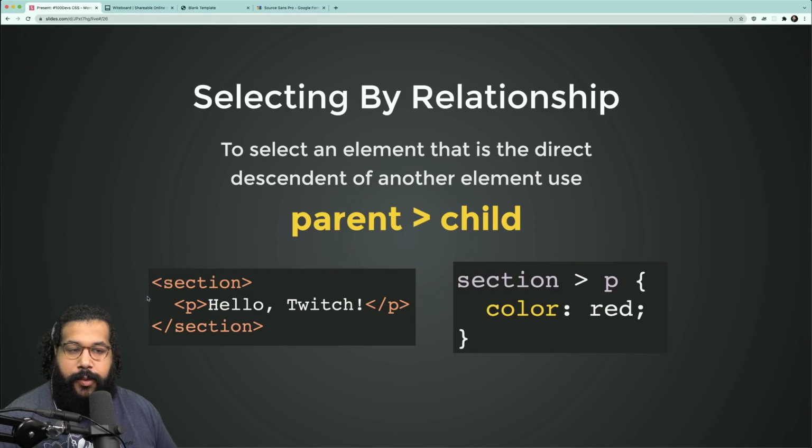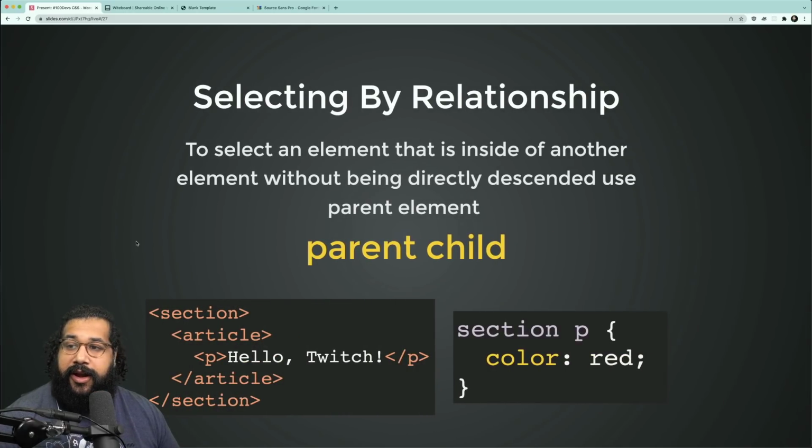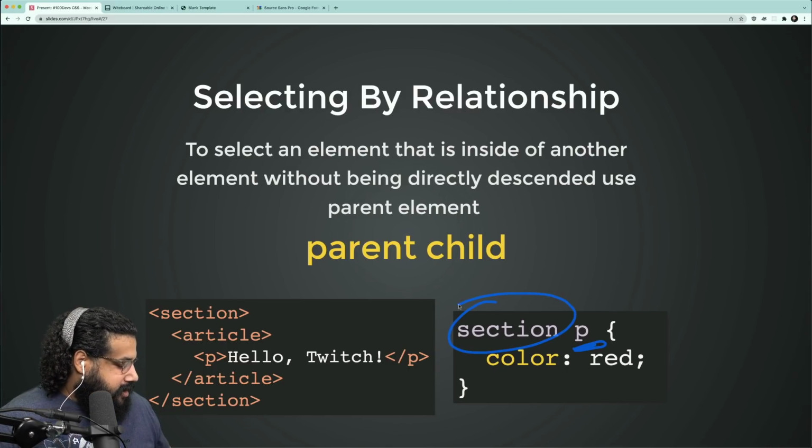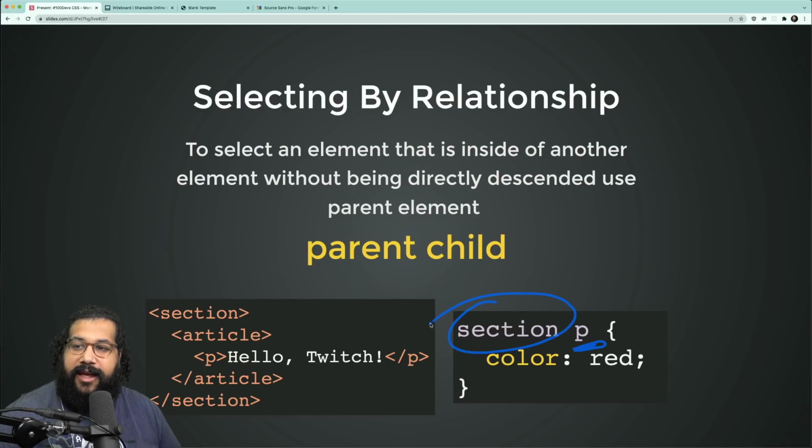We also talked about a parent-child selector, where it doesn't have to be immediate. It could be any level deep. So here we're saying find a paragraph that is at some level inside of a section. Find me something that's at some level inside of a section.